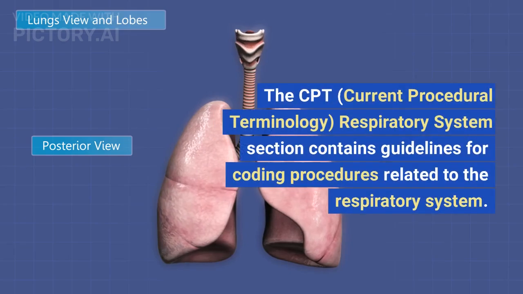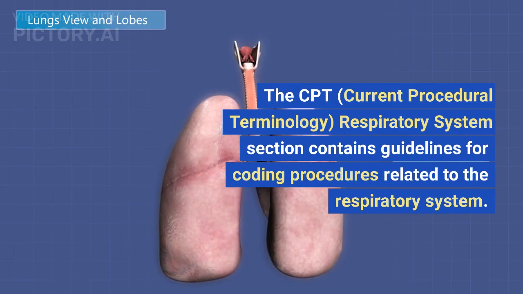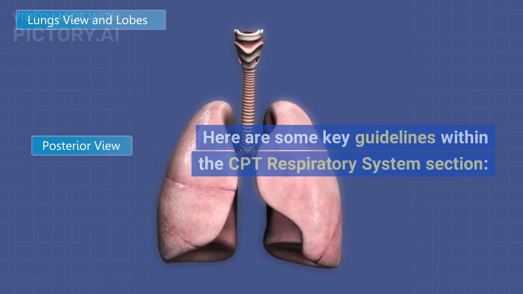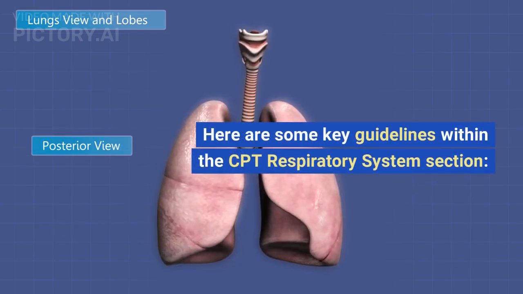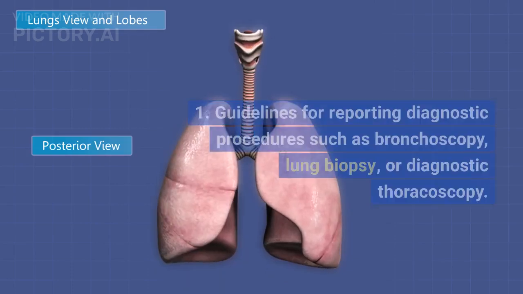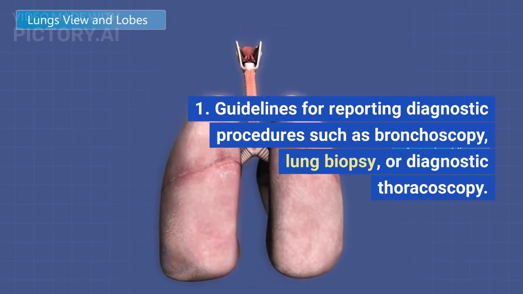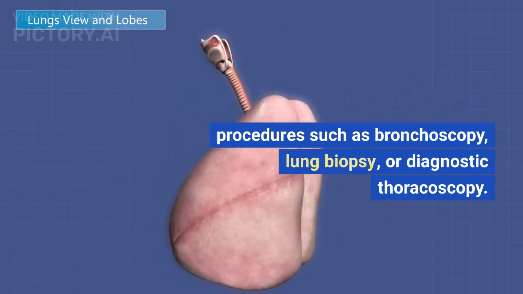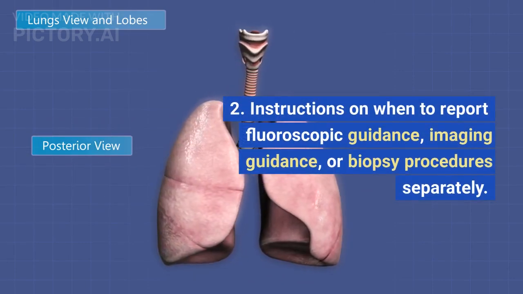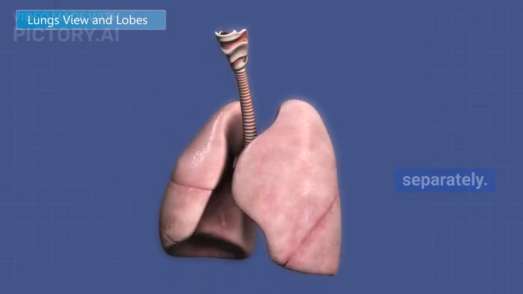The CPT, Current Procedural Terminology, Respiratory System section contains guidelines for coding procedures related to the respiratory system. Here are some key guidelines within the CPT Respiratory System section. Diagnostic procedures. 1. Guidelines for reporting diagnostic procedures such as bronchoscopy, lung biopsy, or diagnostic thoracoscopy. 2. Instructions on when to report fluoroscopic guidance, imaging guidance, or biopsy procedures separately.